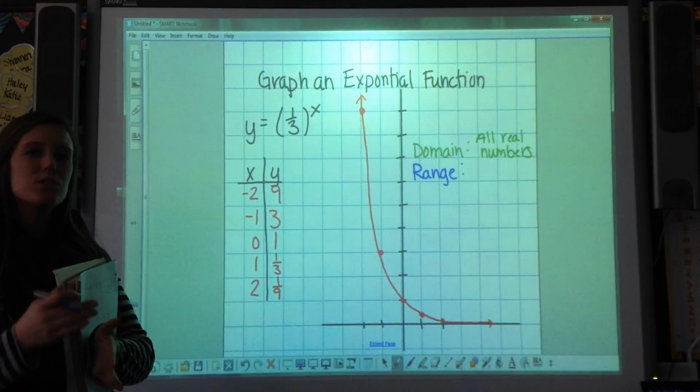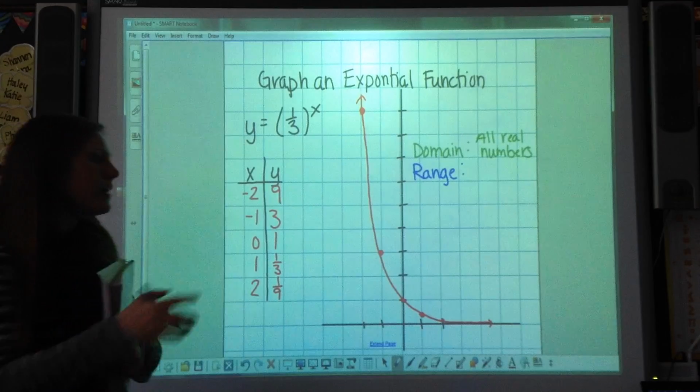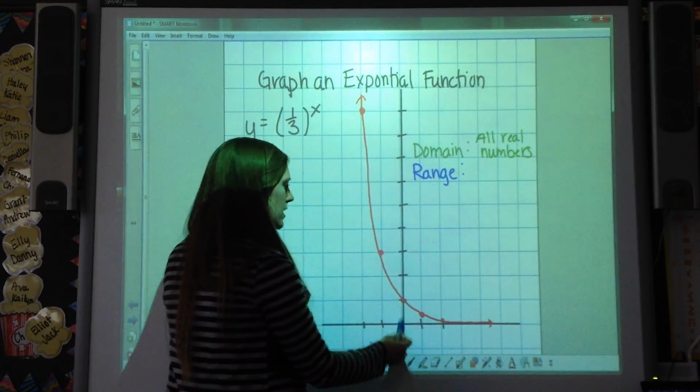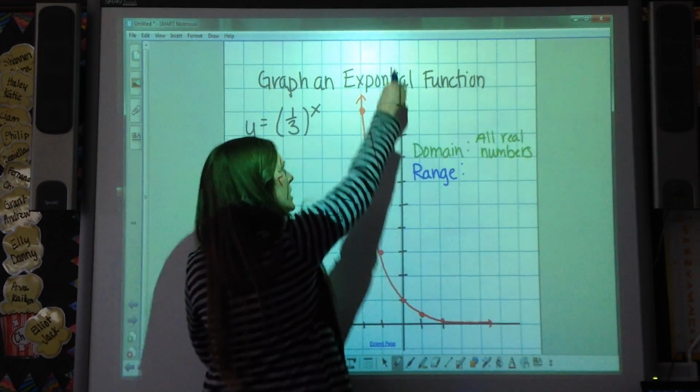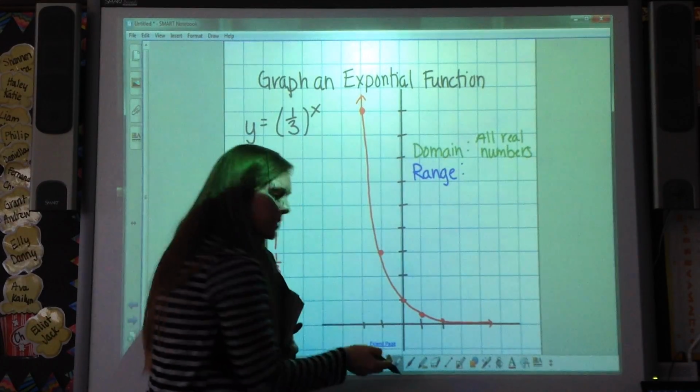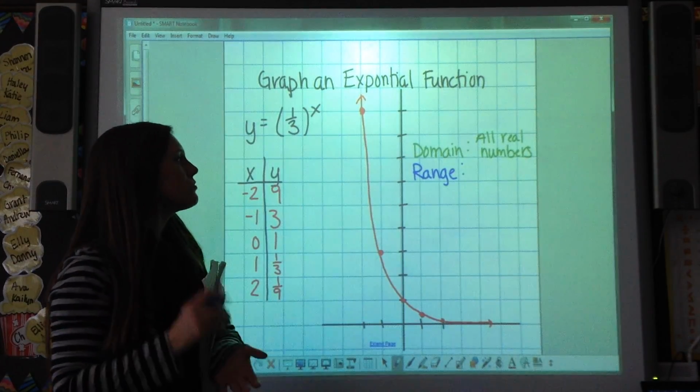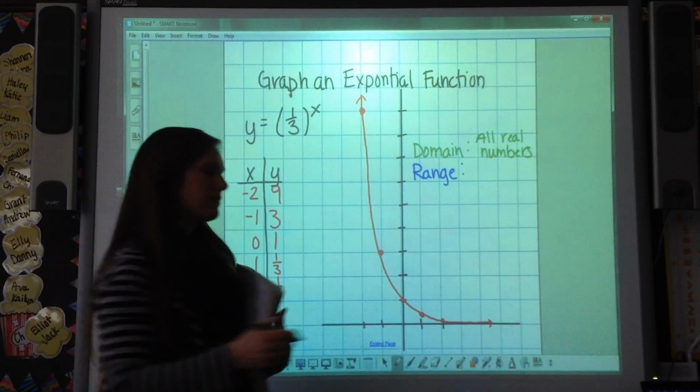Okay, now the range is the y values. The y values go up and down. So I see now, I'm looking here, I see that this graph keeps going up, but will the graph ever go to the negative y's? No. So the range is all real positive numbers.